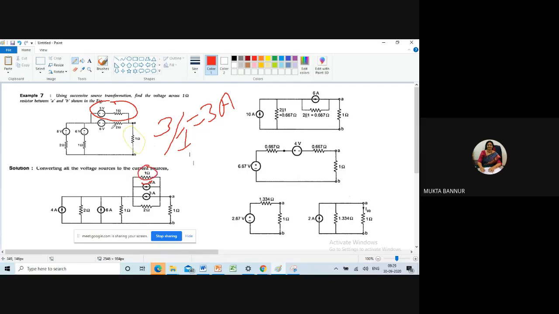So what about this one? This is 6 volt. It is replaced by 6 divided by the series resistance of 2 ohm, that is a 3 ampere current source connected over here. And whatever resistance was there in series with the 6 volt source is connected across the 3 ampere current source. Is that point clear?